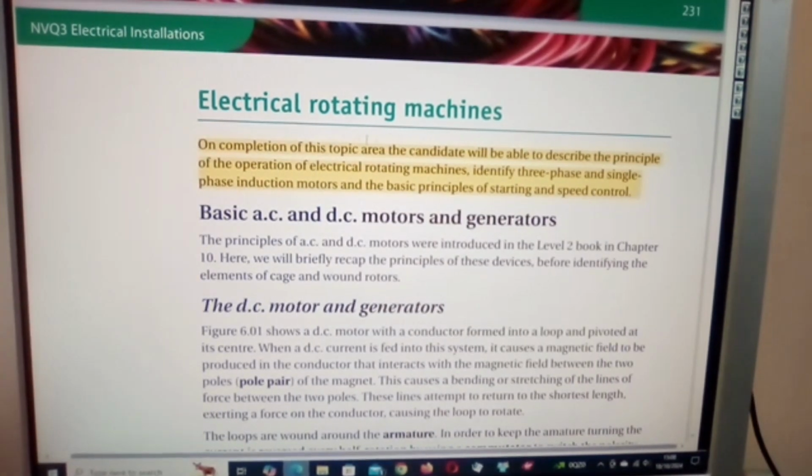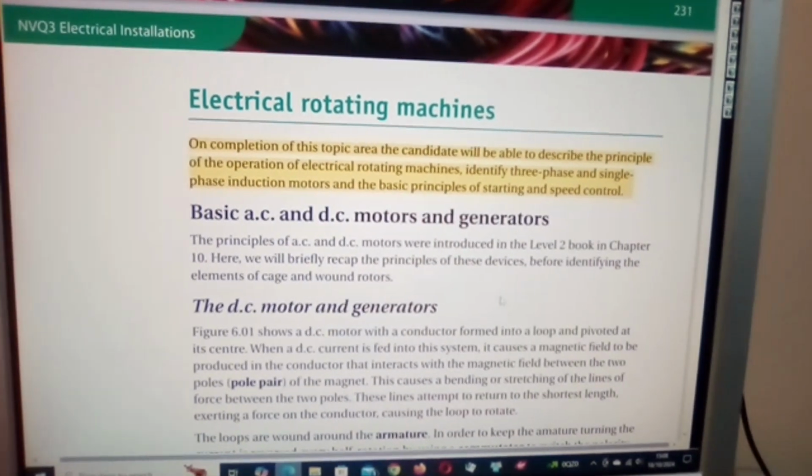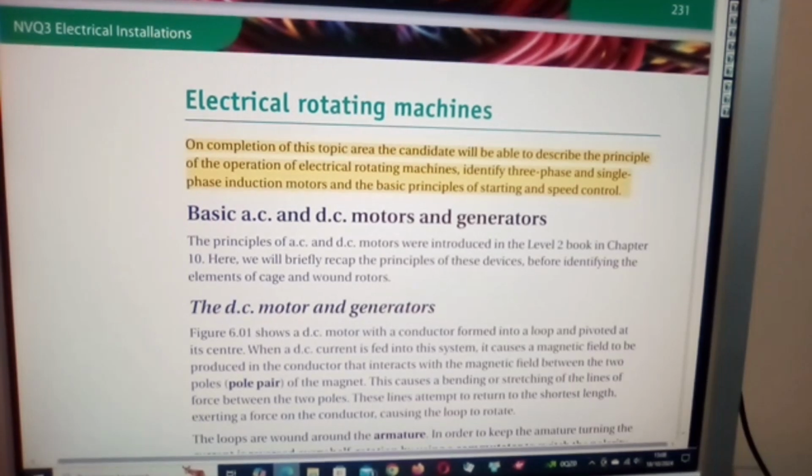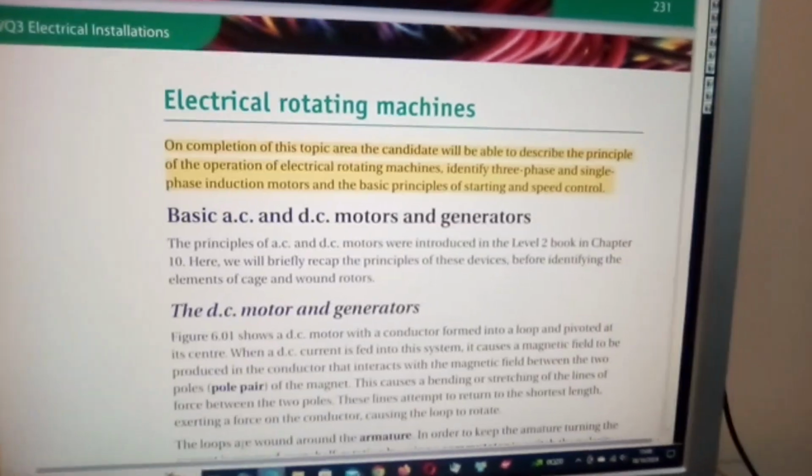Now, electrical rotating machines. Let me just move this to an angle to my account. It won't let me, okay?